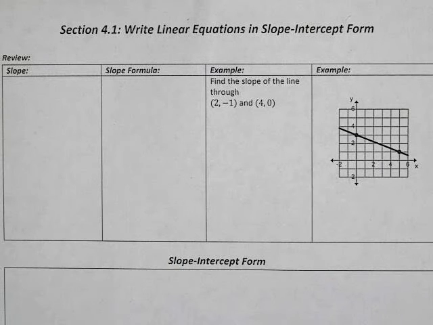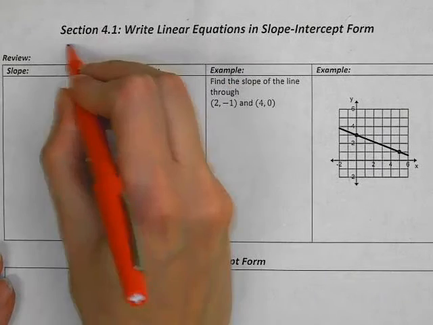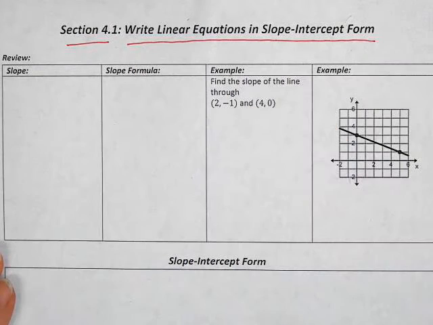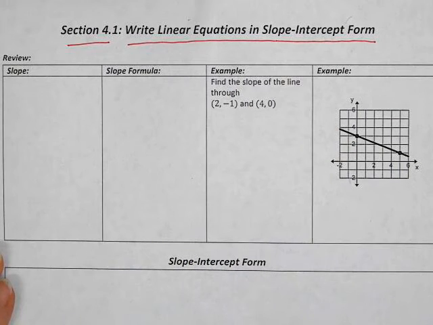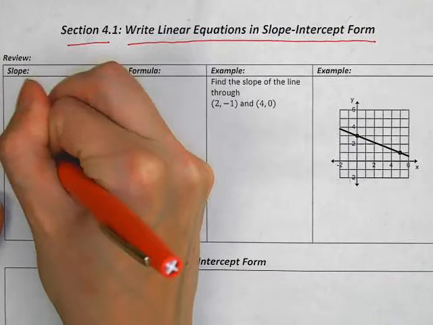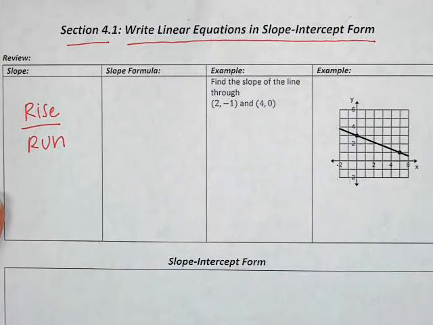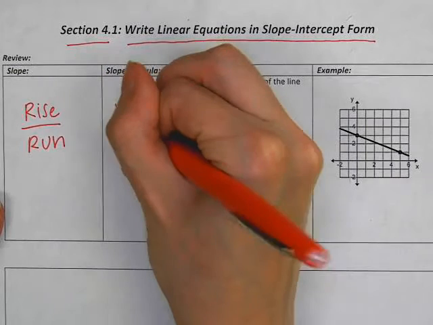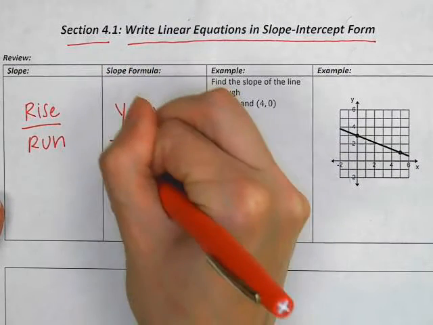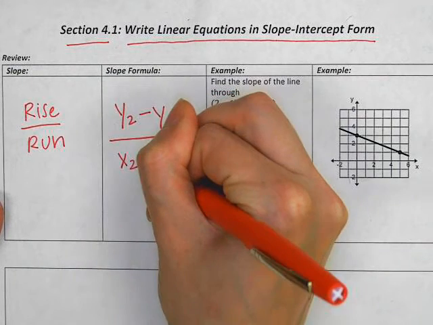Okay, welcome to our first video on section 4.1, writing linear equations in slope-intercept form. We're going to start with a little review of what is slope. If you remember, slope is the fraction rise over run, and the formula to find slope is y2 minus y1 over x2 minus x1.